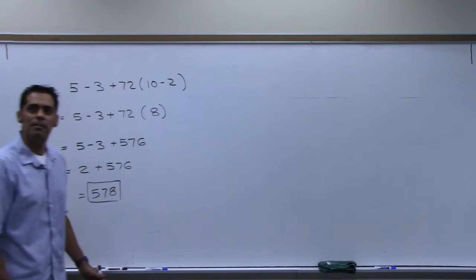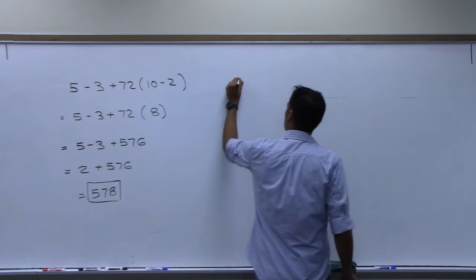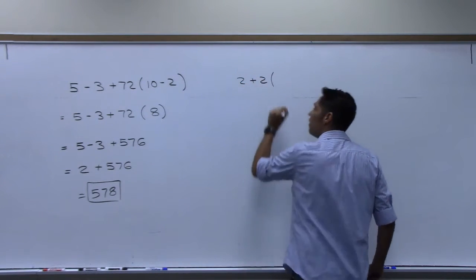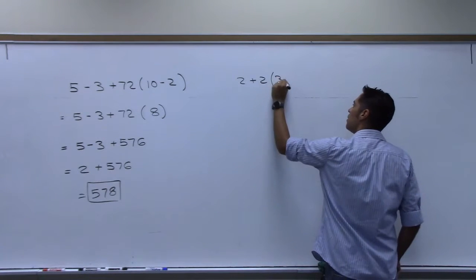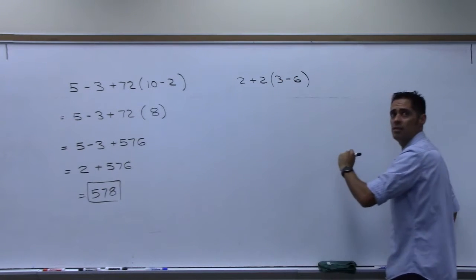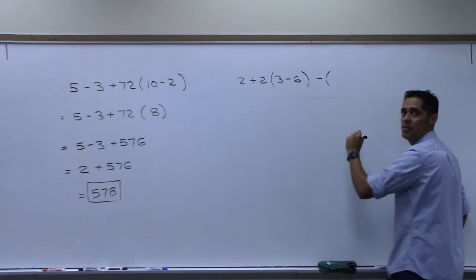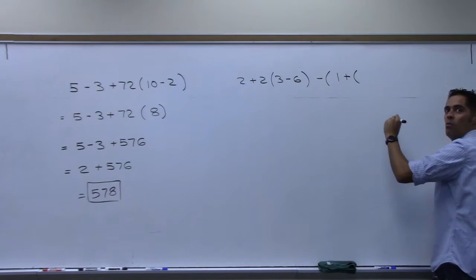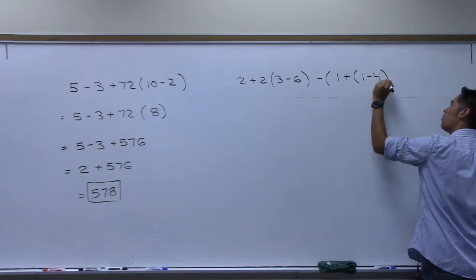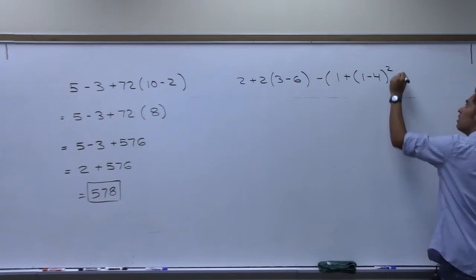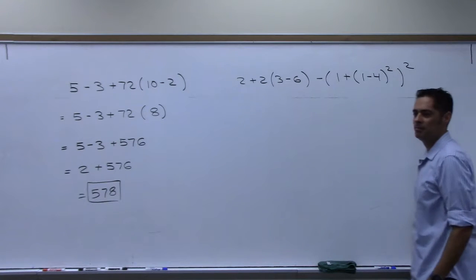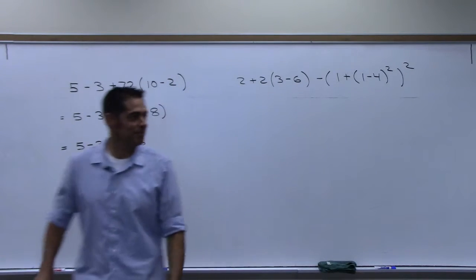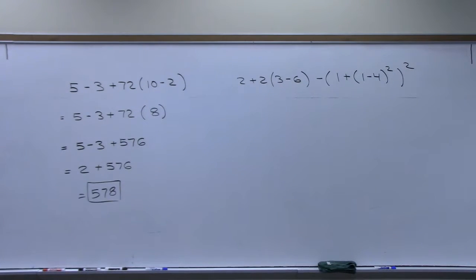All right, let's look at number 2. 2 plus (2, parentheses, 3 minus 6, parentheses, minus another parentheses, 1 plus another parentheses, 1 minus 4, close parentheses squared, close parentheses squared). Yeah, that. That looks pretty ugly, right? All right, so we're going to do order of operations.